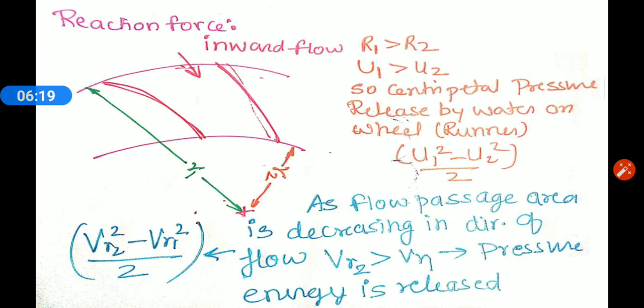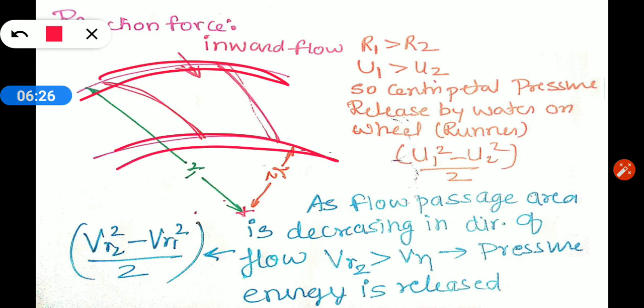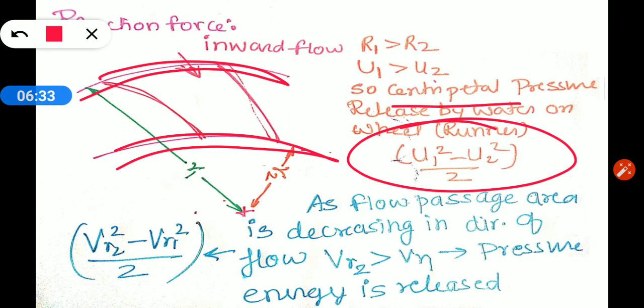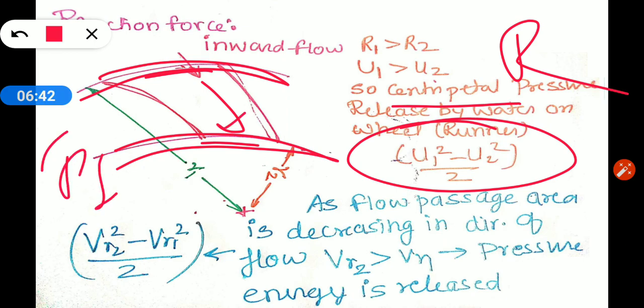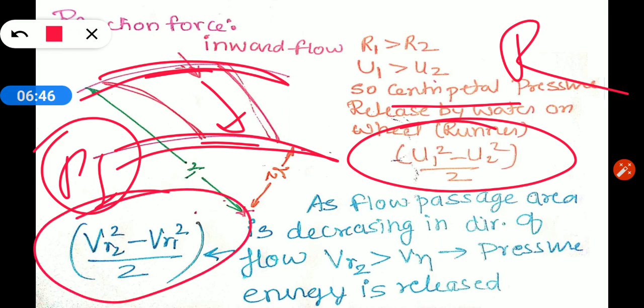Fine. So this I have explained already. As you can see, it is the inlet radius, it is the outlet radius. So u1 square is greater than u2 square. So you are getting centrifugal head, or you can call it centripetal pressure, that is imparted to the wheel. Because of that there is a reaction force. And another is, as the area is decreasing, fine, the pressure will also decrease, and that decrease in pressure energy will be imparted to the wheel, and you will be getting increase in relative velocity, and that would also be responsible for the reaction force. Fine. The pressure energy is released.